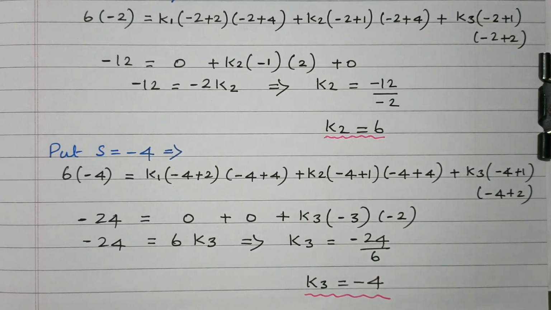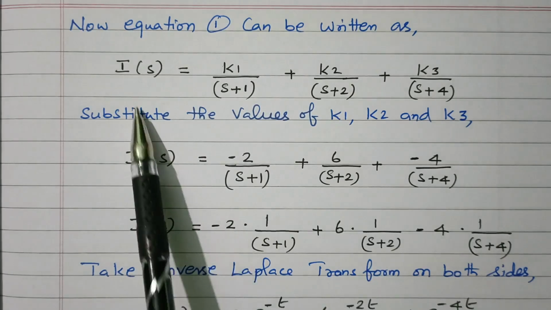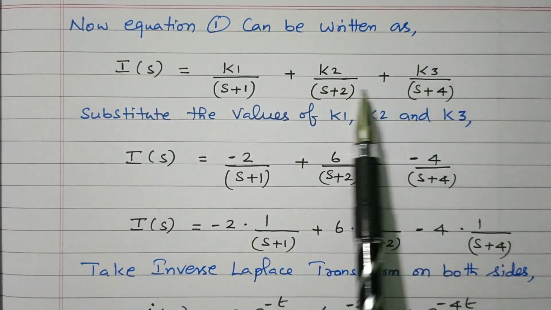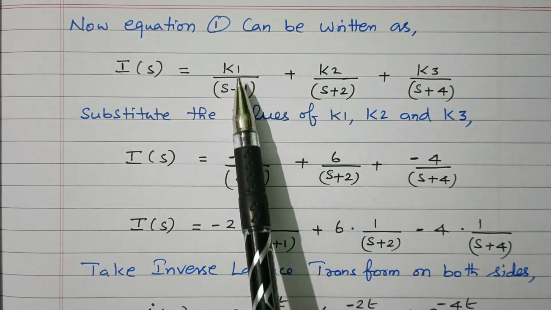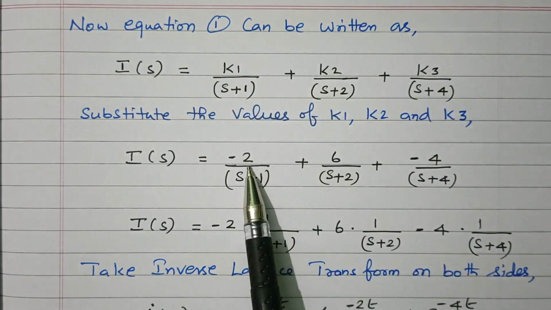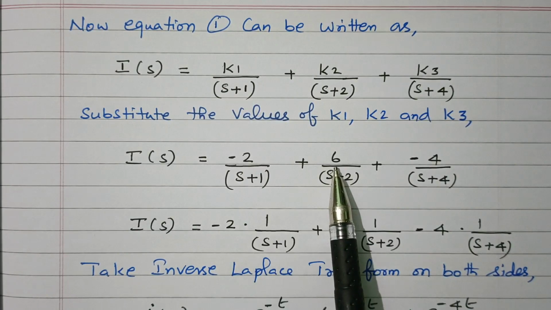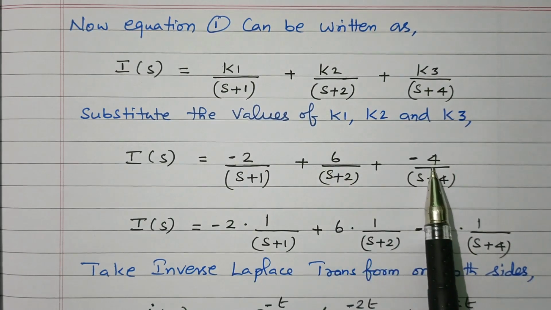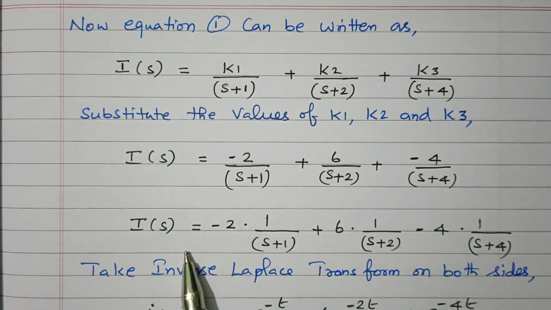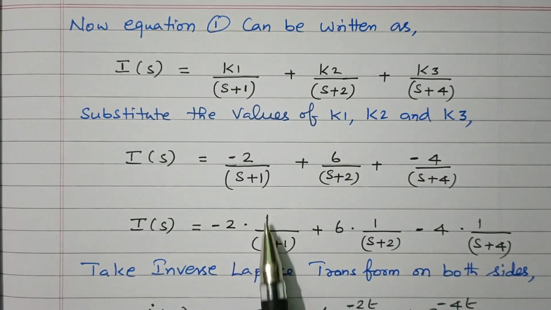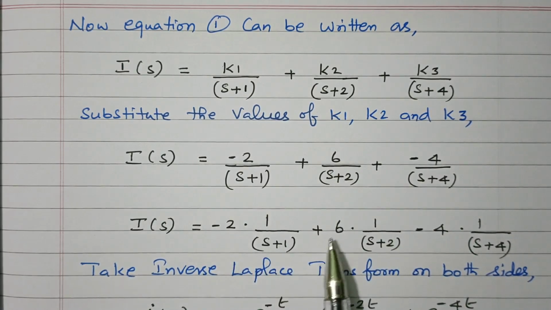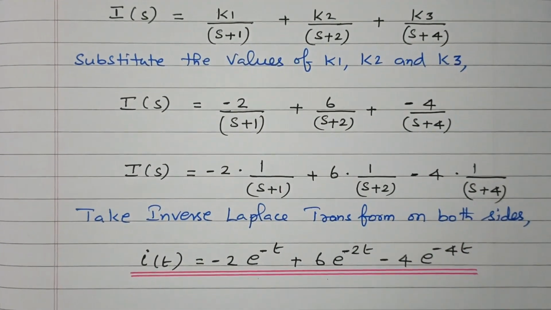Now we'll substitute the values. This is equation 1, which by the partial fraction technique we split. Now we can substitute the k1, k2, k3 values. k1 is minus 2, k2 is 6, k3 is minus 4. Now it is rearranged: minus 2 into 1 divided by s plus 1, plus 6 into 1 divided by s plus 2, minus 4 into 1 divided by s plus 4. So it is written in a standard form.